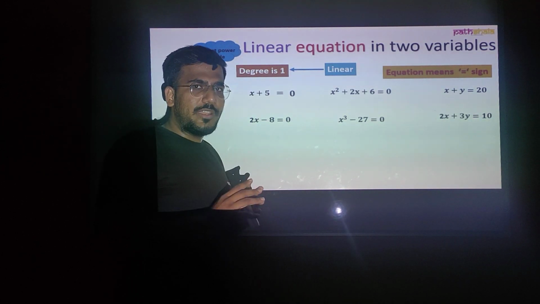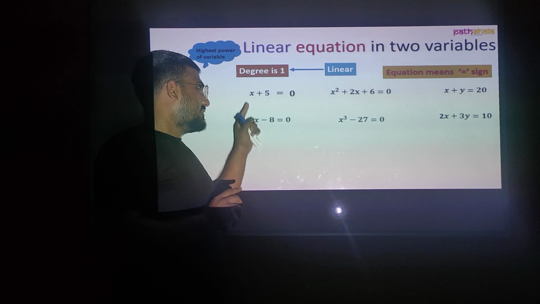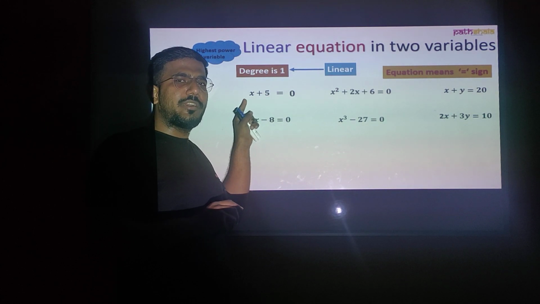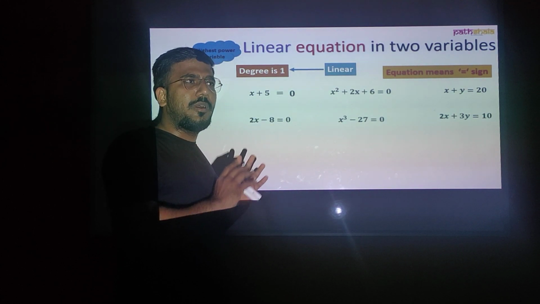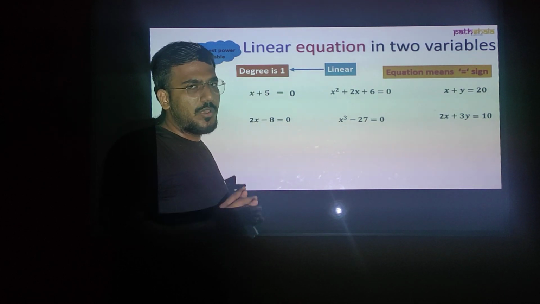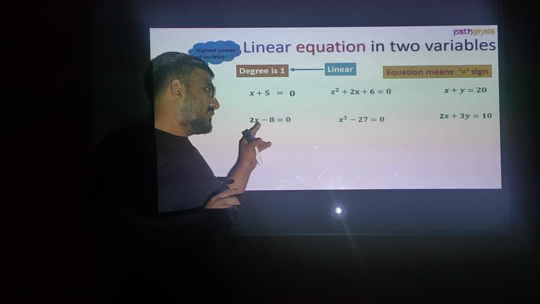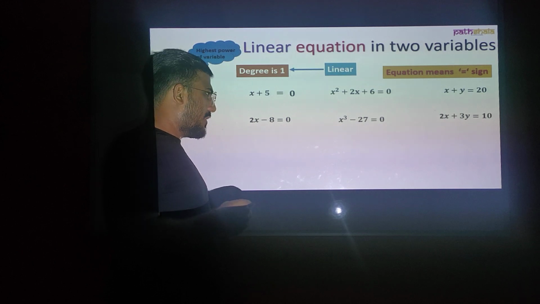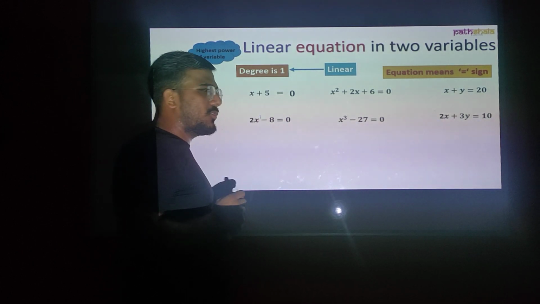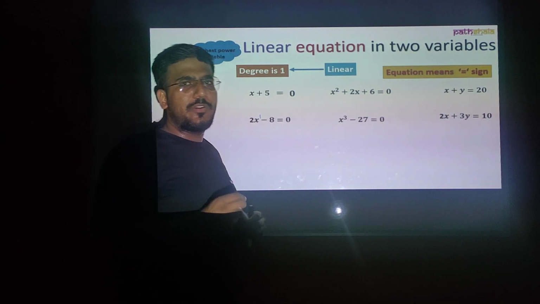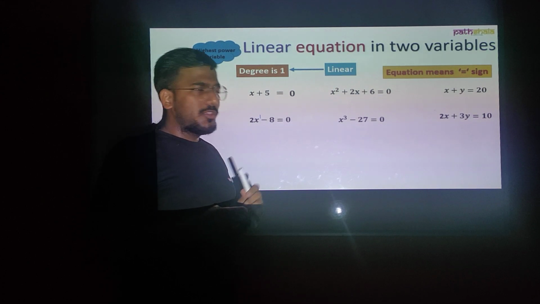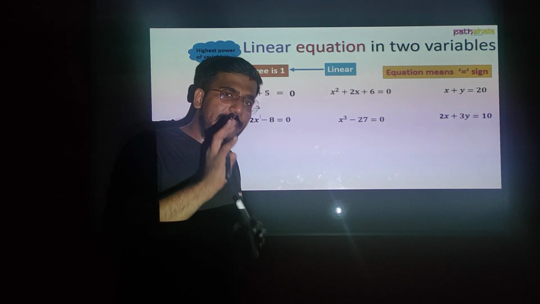If the power is 1, then only we can accept that. Let's say, what is the power of variable x over here? There is no number written on the upside, that means the power is 1. Second, 2x minus 8 equal to 0. So what is the power over here? Since there is nothing written over here, similarly the power will also be 1. So these are examples of linear equations.